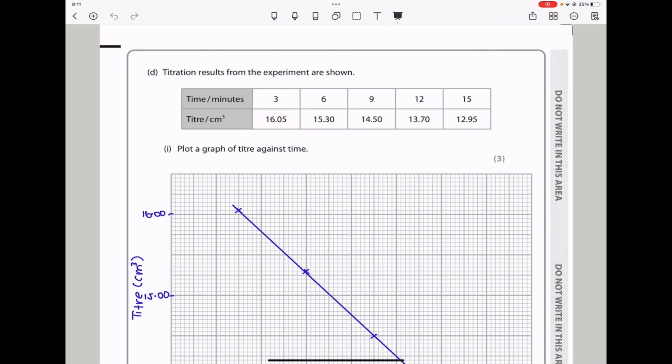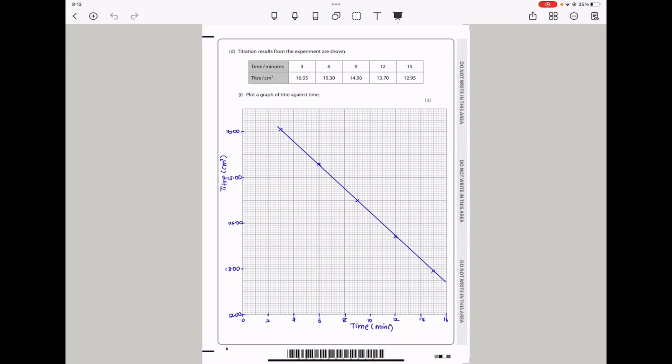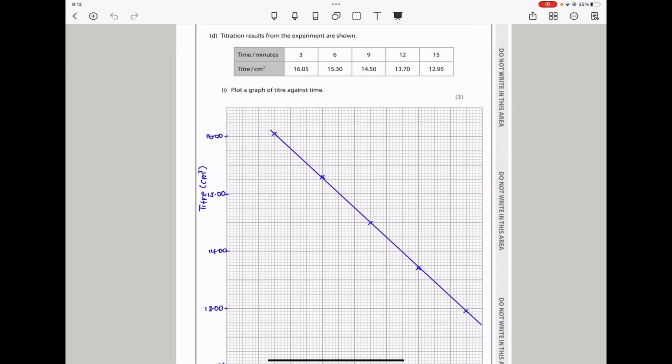In part D, they say titration results from the experiment are as we can see here, and they want us to plot the graph of the titre against time. If I make it smaller, this is what we see. On the vertical axis, we have the titre values, and on the horizontal axis, we have the time. I had to draw my graph with labels and units on both axes, and then plot the corresponding points and draw a line of best fit through them. This is quite easy. These are the corresponding points we can see there. And then my drawn line of best fit.